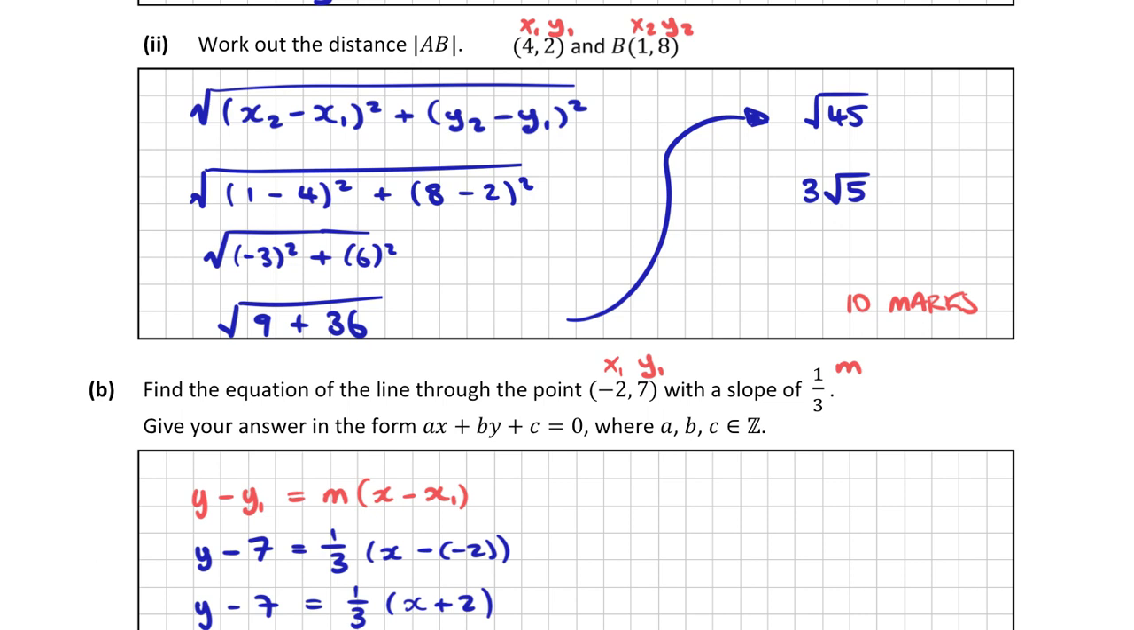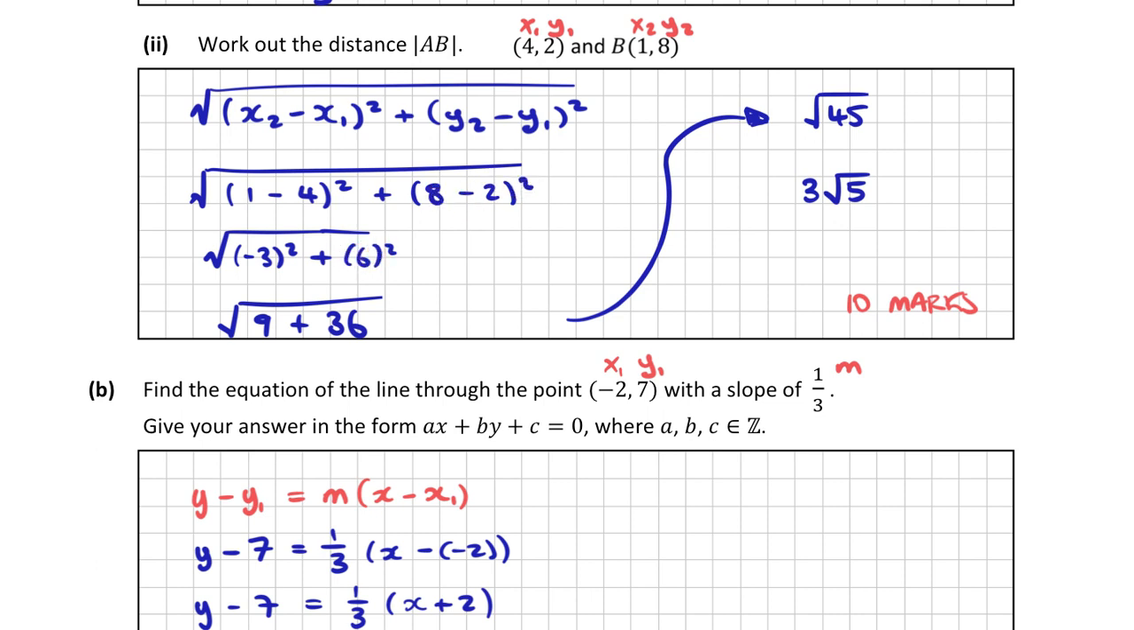And now we just need to fill in the numbers. So instead of x2, I'm going to put in 1, take away, instead of x1, I'm going to put in 4. Close your brackets and square it. Plus, open your brackets. Instead of y2, I'm going to put in 8, take away, and instead of y1, I'm going to put in 2. Close your brackets, and square it. Okay, 1 take away 4 leaves us with negative 3 to be squared, plus 8 take away 2 is going to give us 6, so that'll be 6 to be squared.